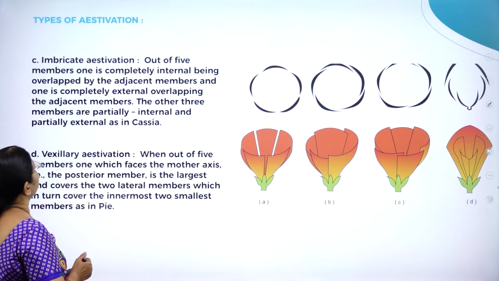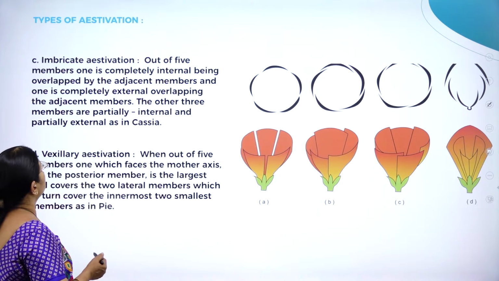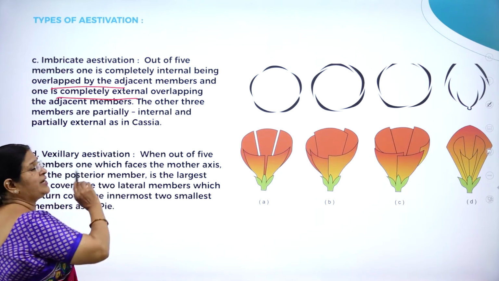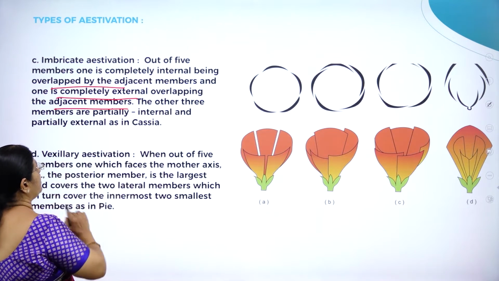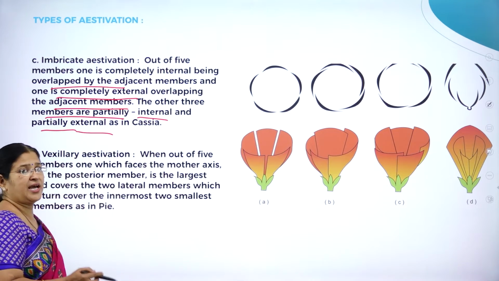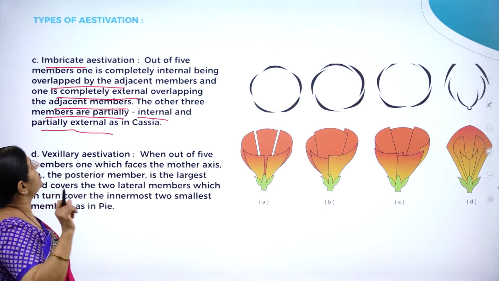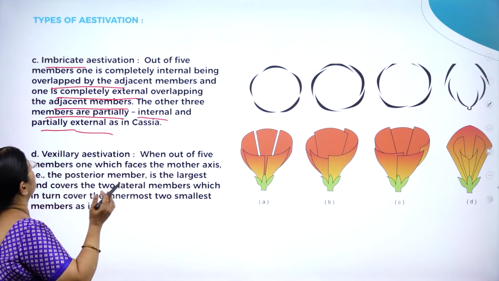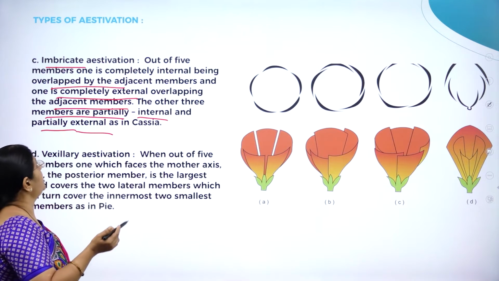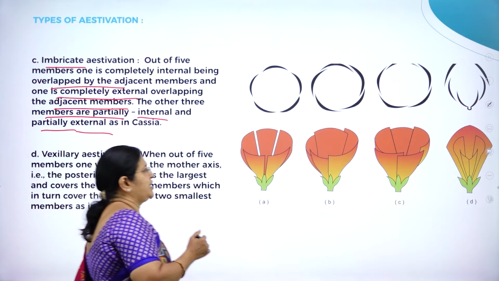So here you can see imbricate estivation. Out of 5 members, one is completely internal, being overlapped by the adjacent members, and one is completely external, overlapping the adjacent members. The other 3 members are partially internal and partially external. I repeat, what is imbricate estivation? Out of 5 members, one is completely internal, and one is completely external. The other 3 members are partially internal and partially outside.